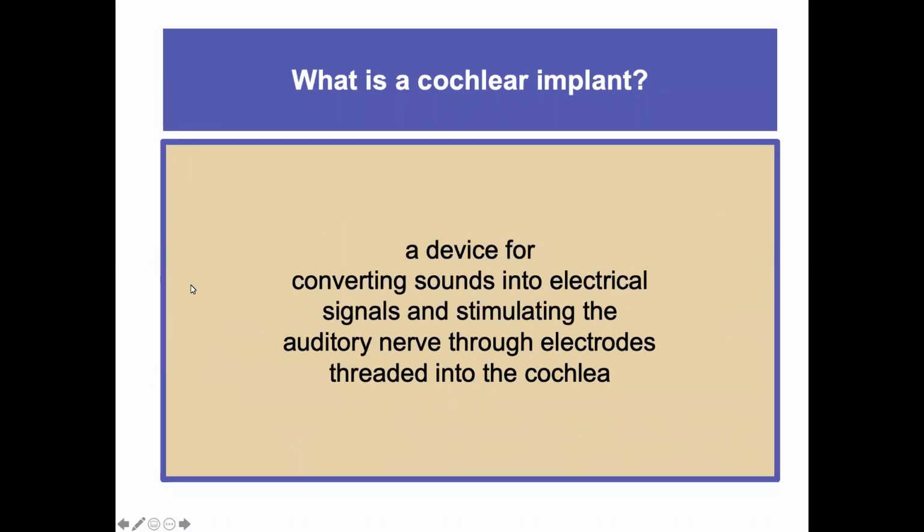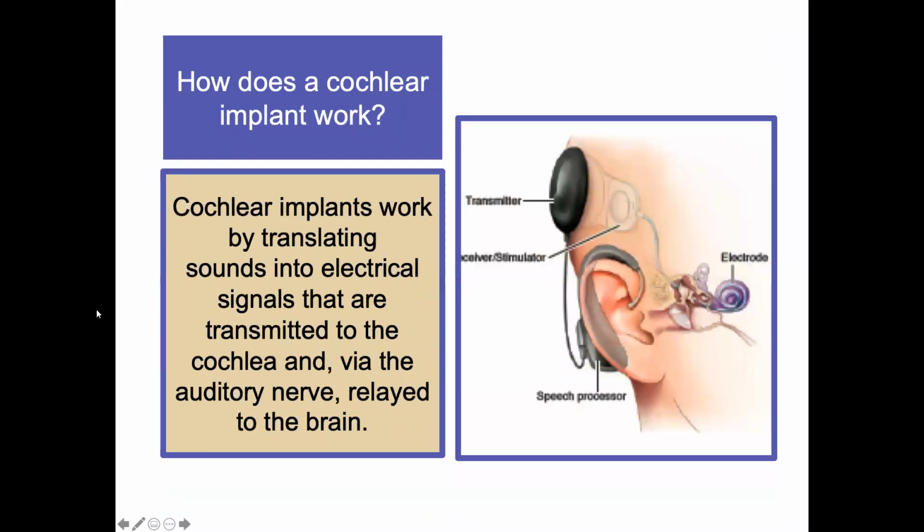So what is a cochlear implant? You may have heard that term before. It's a device for converting sounds into electrical signals and stimulating the auditory nerve through electrodes threaded into the cochlea. And how does it work? Well, it translates sounds into electrical signals that are transmitted to the cochlea and via the auditory nerve, which are then relayed to the brain. Really amazing technology.